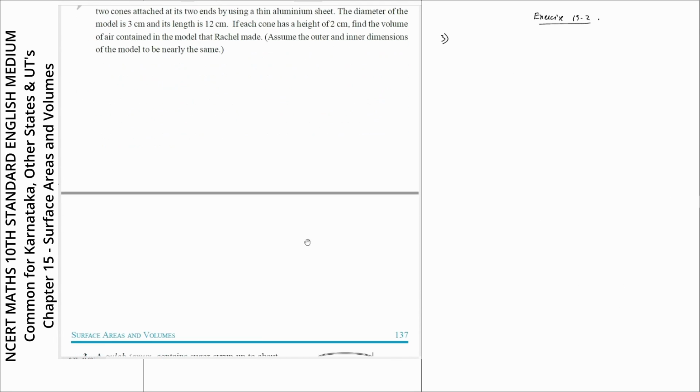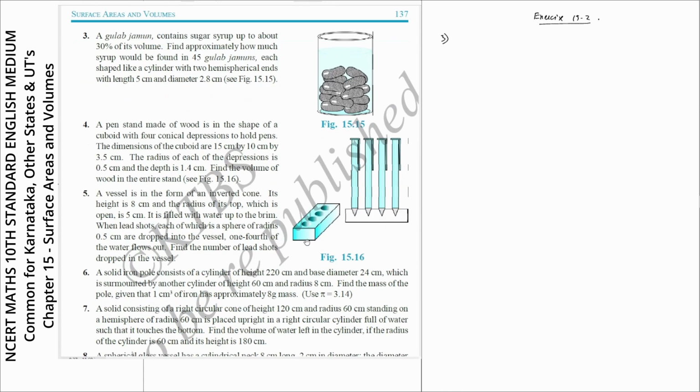Exercise 15.2, question number 3. A gulab jamun contains sugar syrup up to about 30% of its volume. Find approximately how much syrup would be found in 45 gulab jamuns, each shaped like a cylinder with two hemispherical ends with length 5 cm and diameter 2.8 cm. So gulab jamun, it's in the shape of a cylinder and two hemispheres like this.